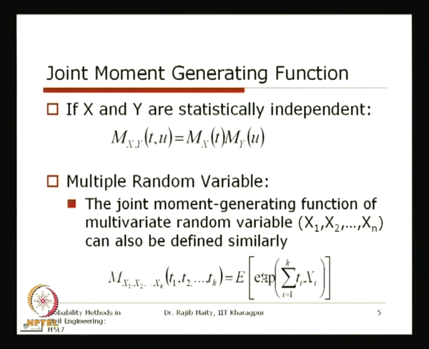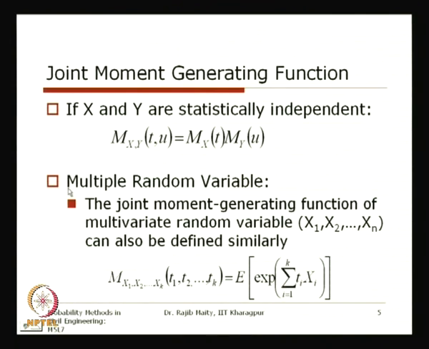Now, as we also discussed earlier, if X and Y are statistically independent, then as far as the moment generating function is concerned, the joint moment generating function should be the product of the moment generating functions of the marginals of the random variables involved. So M_X(t) is the moment generating function of X, and M_Y(u) is the moment generating function of Y. If this product is equal to the joint moment generating function, then we can conclude that X and Y are statistically independent.